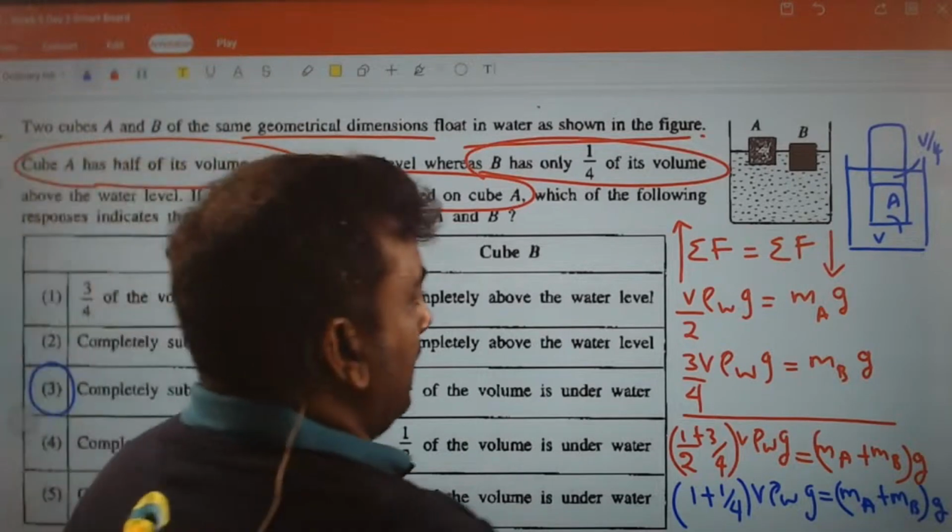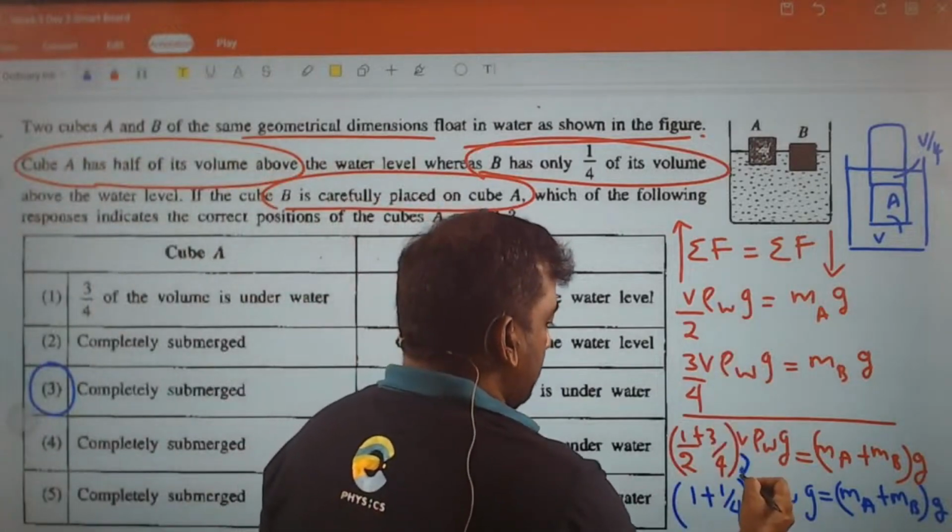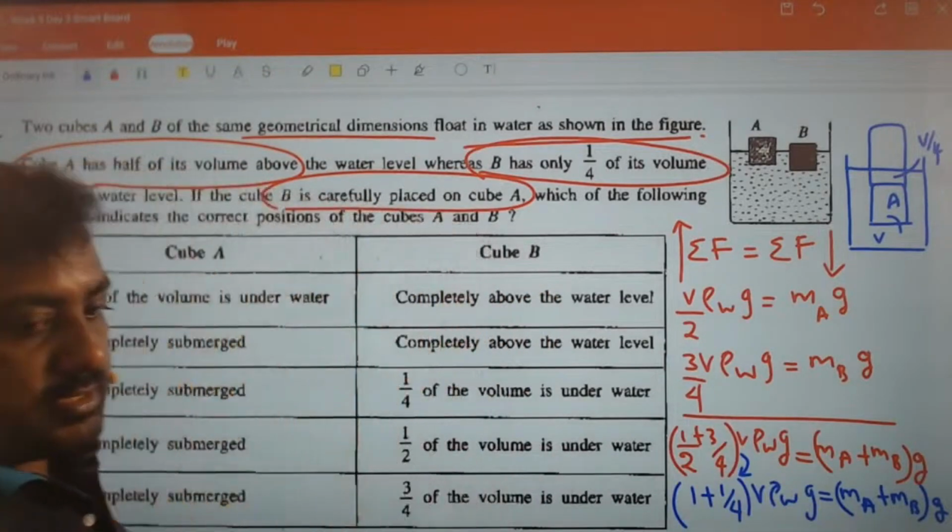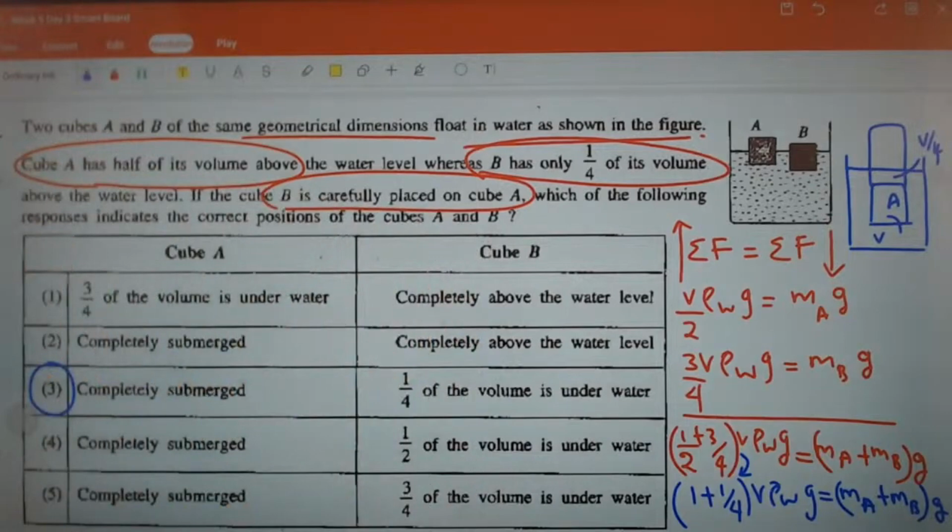You can see in 3 steps you get the answer. No need to labor too much. Easily you can get the answer here.